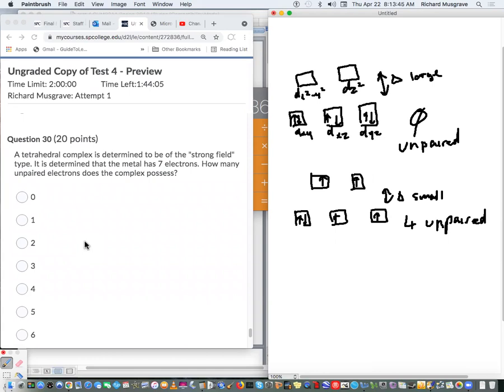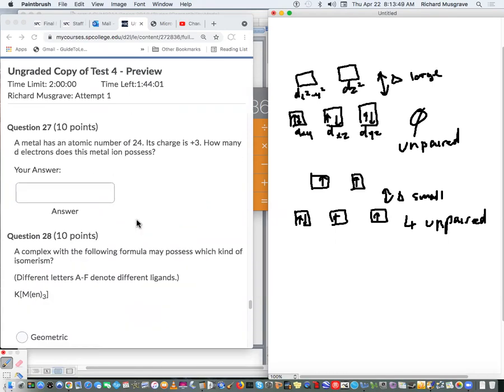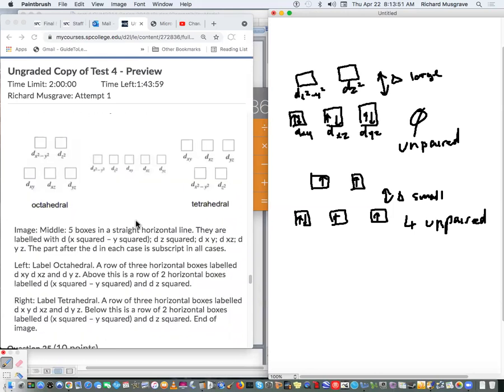A tetrahedral complex is determined to be of the strong field type. The metal has 7 electrons. Okay, so let's take a look. Tetrahedral, as you can see up here, is the one with 3 on top and 2 on the bottom. So you just have to choose the right one. I don't make it very difficult for you. I really don't. X, Y, X, Z, Y, Z.